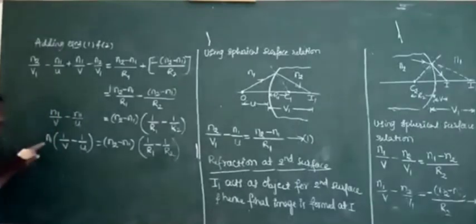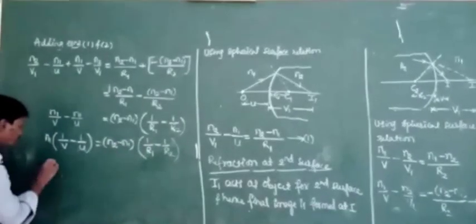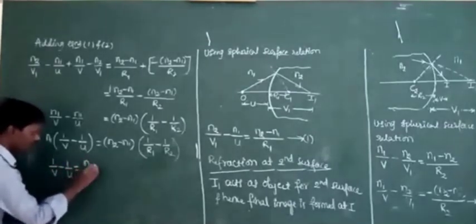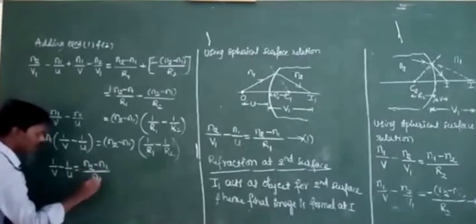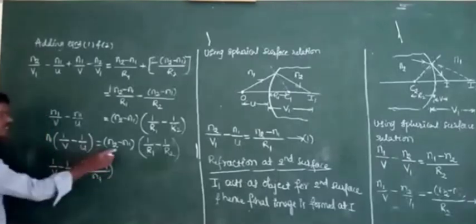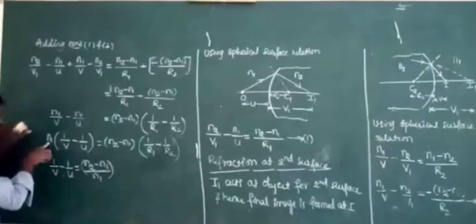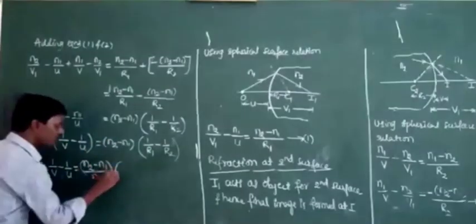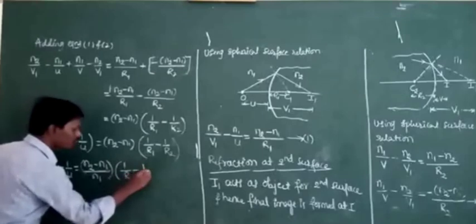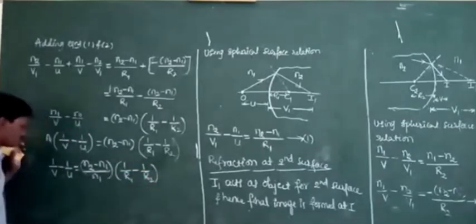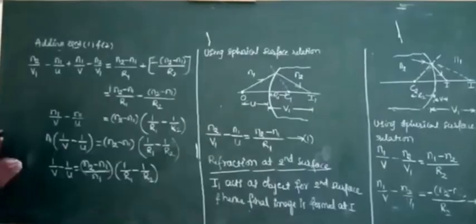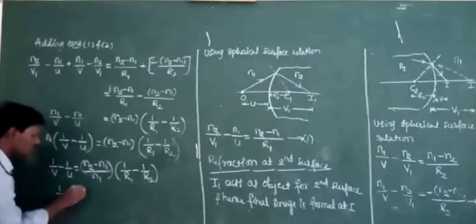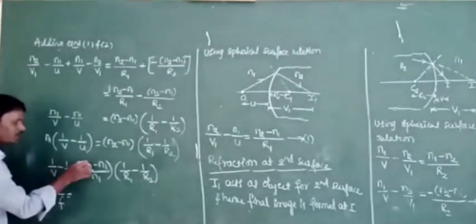Next, I will take this N1 to the right hand side: 1 by V minus 1 by U equals N2 minus N1 divided by N1, because when I take N1 to the right hand side it will be divided, since here it is in the numerator. Then 1 by R1 minus 1 by R2. Then what about 1 by V minus 1 by U? That is the lens formula, that is 1 by F. Then I will divide N1 separately for N2 and N1.